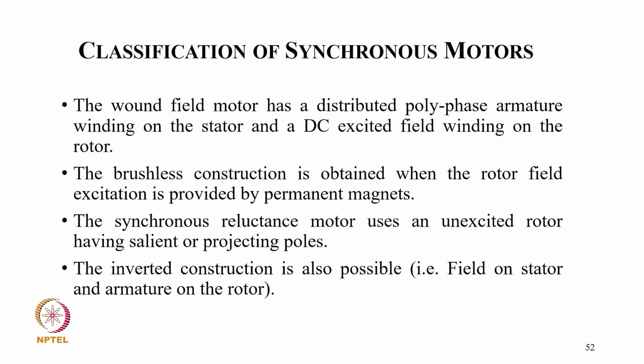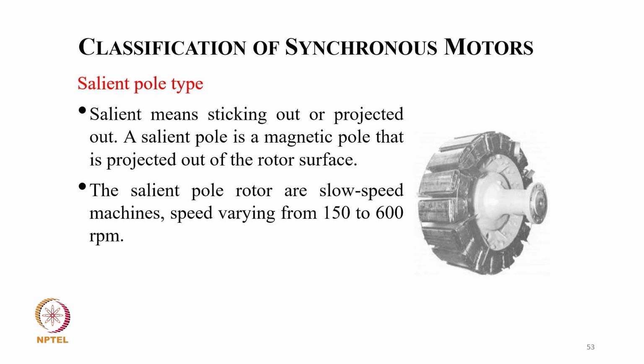So the wound field motor has a distributed polyphase armature winding on the stator and a DC excited field winding on the rotor. The brushless construction is obtained when the rotor field excitation is provided by permanent magnets. The synchronous reluctance motor uses an unexcited rotor having a salient pole or projecting pole. The inverted construction is also possible, that is, field on the stator and armature on the rotor.